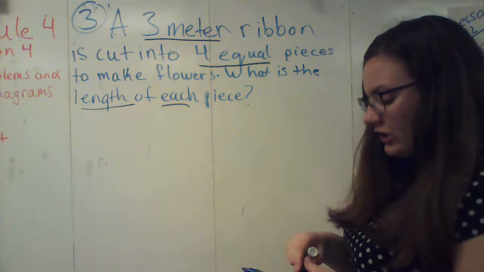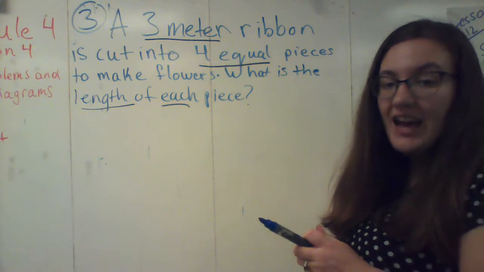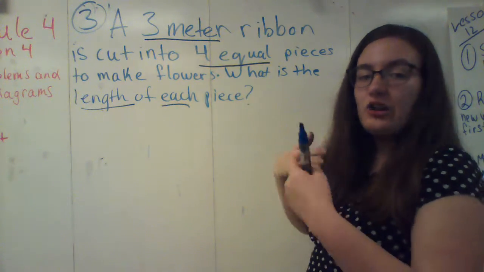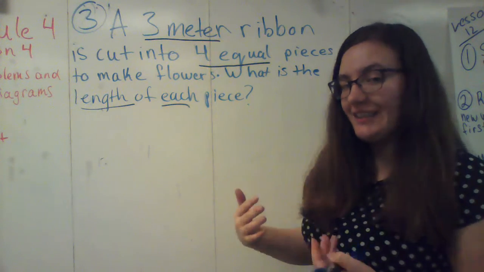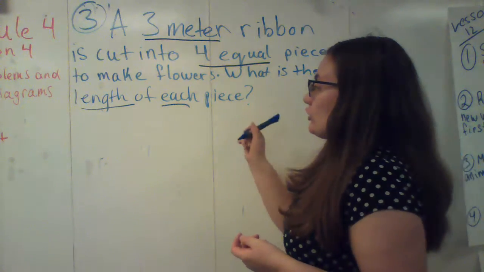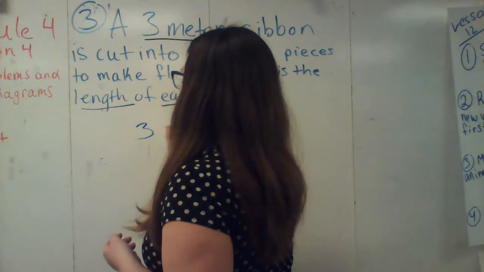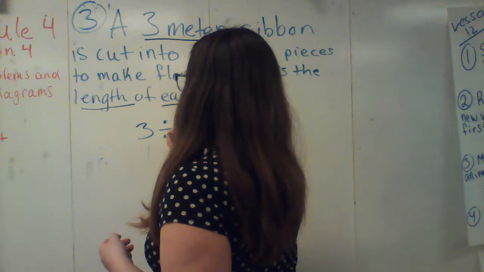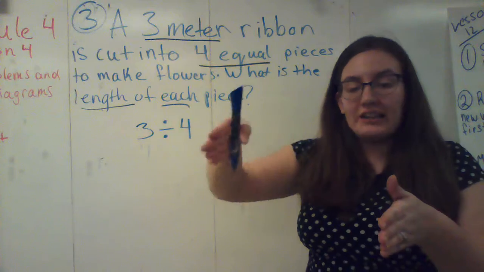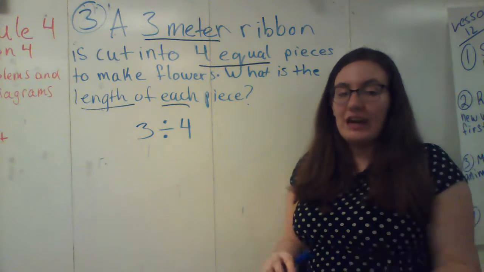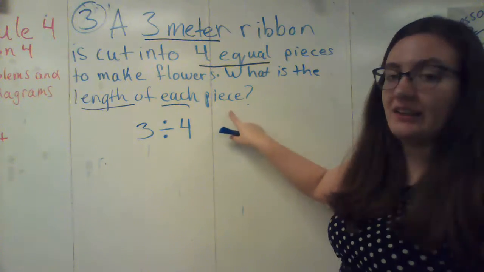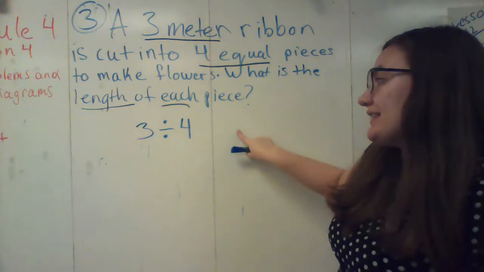So in order to do that, I have to create a division problem out of this, because if I'm cutting it or trying to make equal pieces, usually that is a signal word that I am trying to divide. So to do that, I'm going to have 3 divided by 4. So I'm taking those 3 meters, I'm cutting them up into equal pieces so that I can get enough for each bundle of flowers. So I'm trying to find the length of each of those pieces.